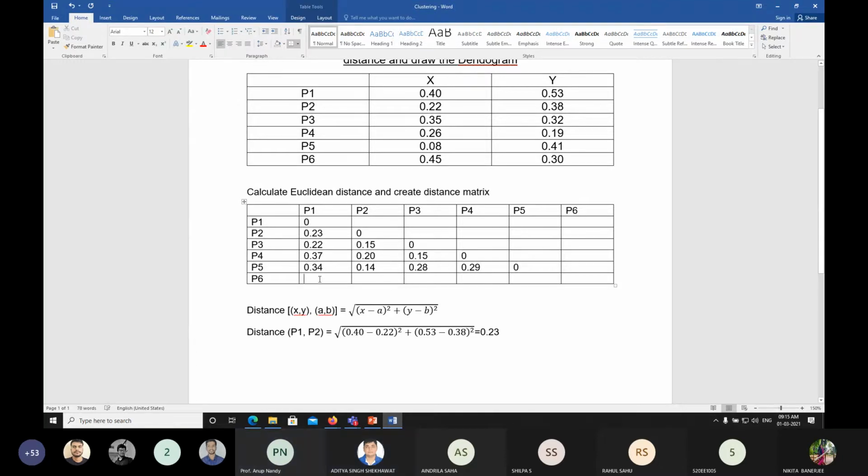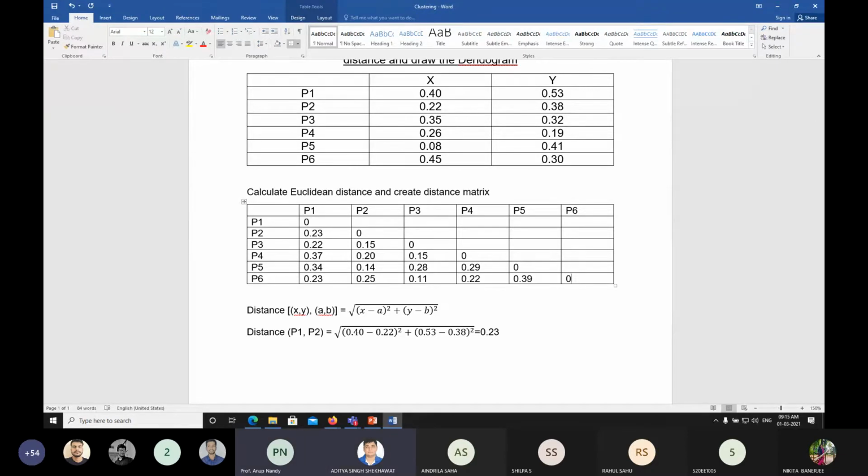0. Next is P6 P1: 0.24, and the next one will be 0.24, and then 0.10, and then it will be 0.22. Next will be 0.39, and then 0.